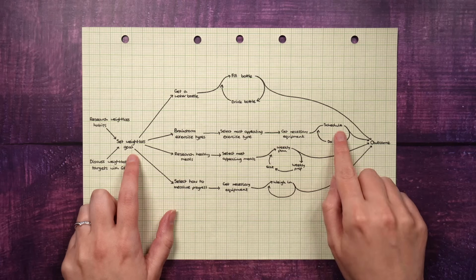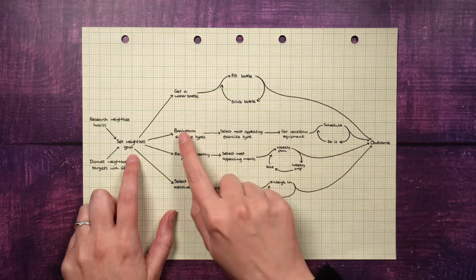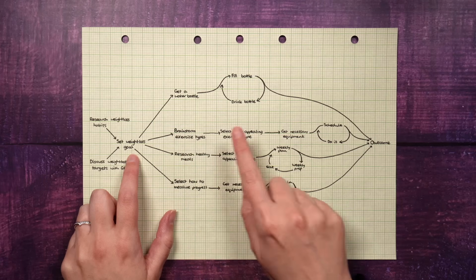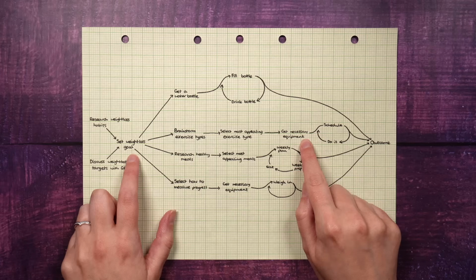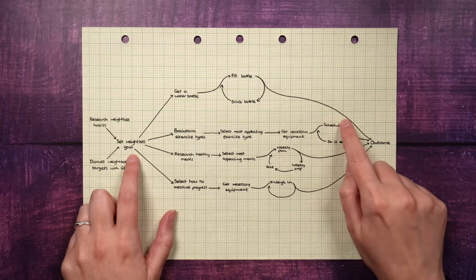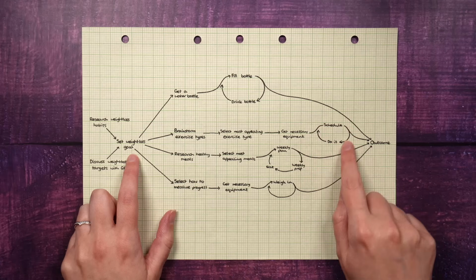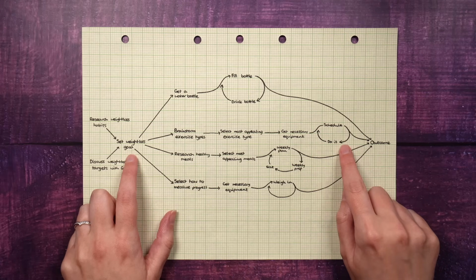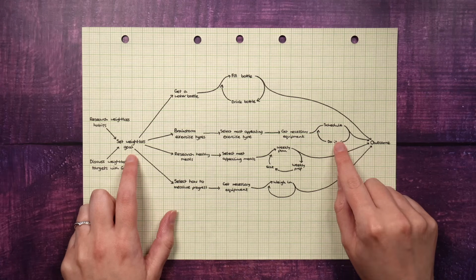But then for the next branch, this one has a linear section or a line in the middle. So brainstorming exercise types, then selecting the most appealing exercise type, then getting the necessary equipment before we have the circle of scheduling the exercise, do the exercise. Schedule, do. Schedule, do. That one might be done on a weekly basis if you're scheduling all your exercise blocks up front, or it could be done on a daily basis, just depending.